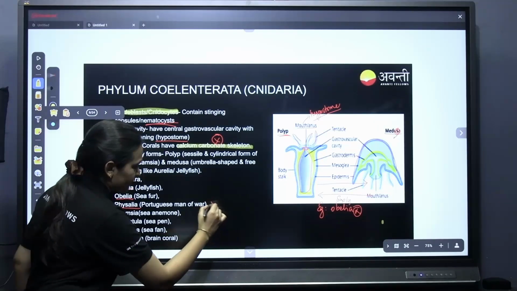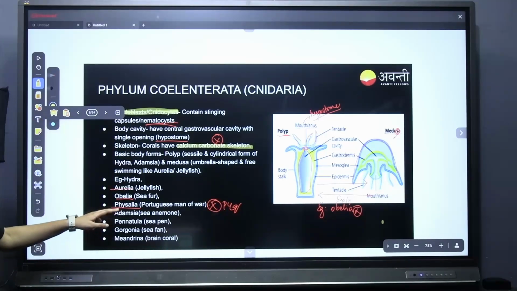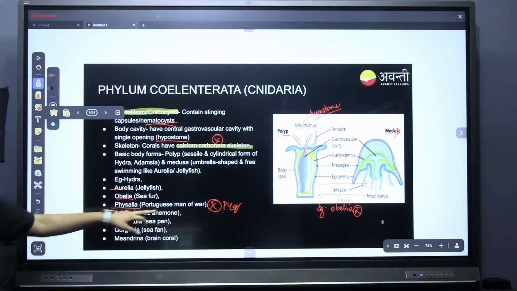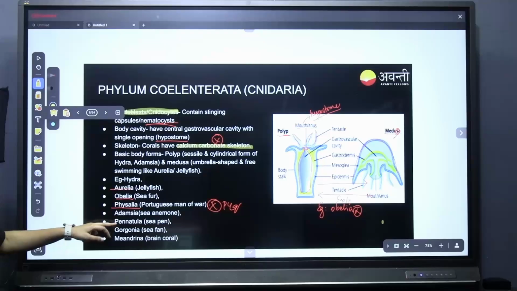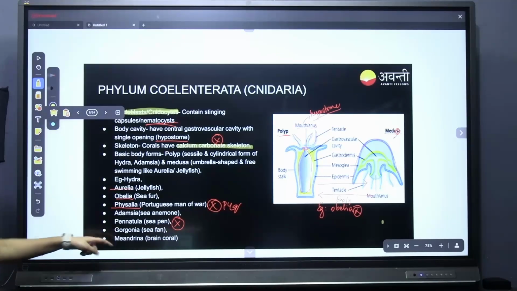ये प्रीवियस ईयर क्वेश्चन PYQ बना है इसमें. ओके, फाइसालिया दैट इज पोर्चुगीज मैन ऑफ वॉर बोलते हैं. एडम्सिया इज सी एनिमोन, और पेन्नाटुला इज अ सी पेन. इसका भी प्रीवियस ईयर क्वेश्चन बना है. और जॉर्गोनिया इट इज़ अ सी फैन.